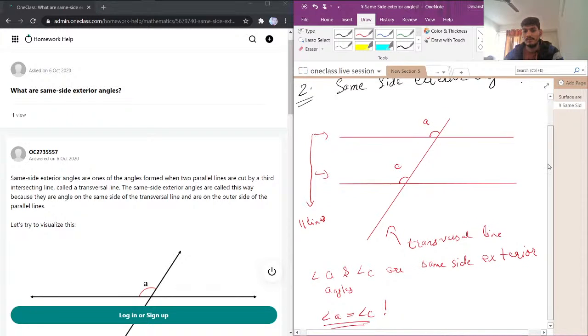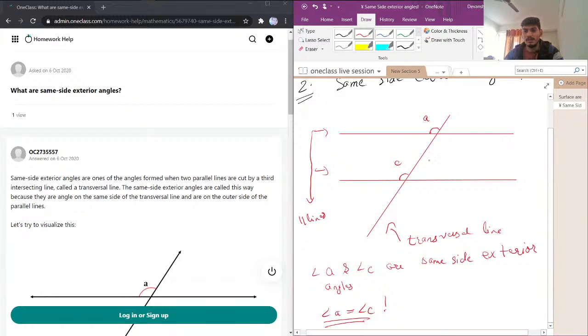So I will just skip. Let me just cross check the property. It was the sum of same side exterior angles.